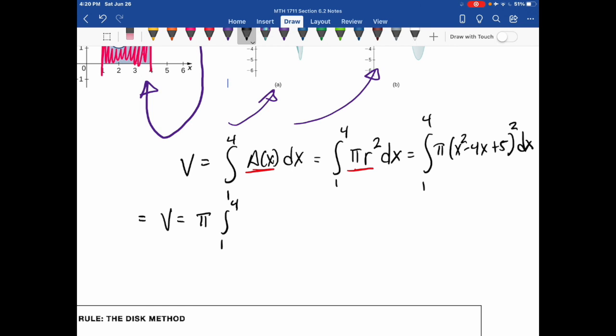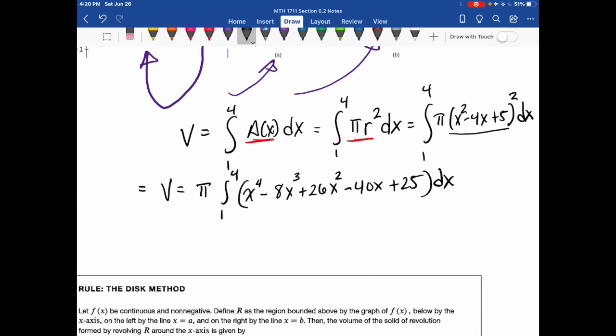Now to finish this up, my pi is a constant, so I can pull that out in front. We're going to square x squared minus 4x plus 5. So I got to square that first. I'll let you guys do that on your own, but what you should get when you're done is x to the 4th minus 8x to the 3rd plus 26x squared minus 40x plus 25. Now I can find the antiderivative and evaluate it from 1 to 4.